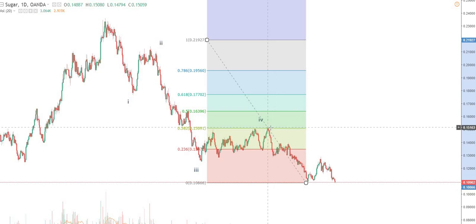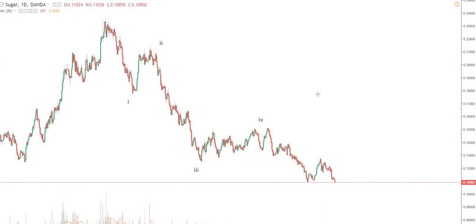Alright, so if we measure it off to 38, it's pretty much saying that we could be ending the cycle. So at this point, I'm not sure, so I'm just going to count these waves. Once I believe that this 5-wave structure is complete, I'm going to be looking for any sort of reversal signs and going long on sugar for the long term.